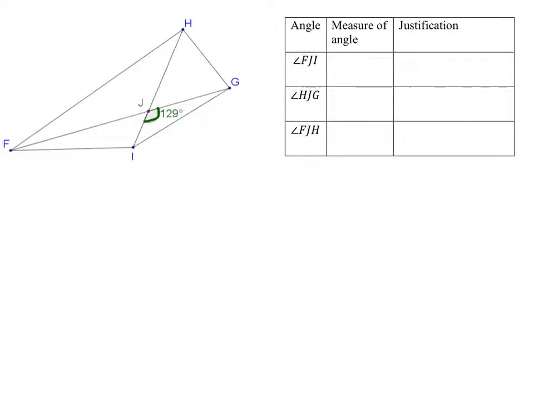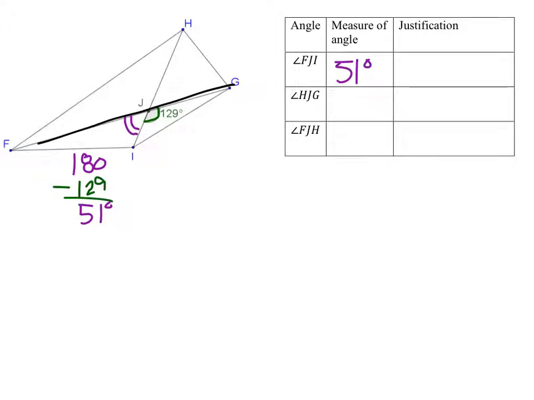Now it says FJI, which is this angle right here. Now if we look closely at these, we can see that they are supplementary, because they create a straight line. So if I want that angle, I'm going to have to take 180 degrees. I need to subtract the 129 degrees. And then we see that it'd be 51 degrees. Very good. So this one's 51 degrees because it is supplementary with IJG.